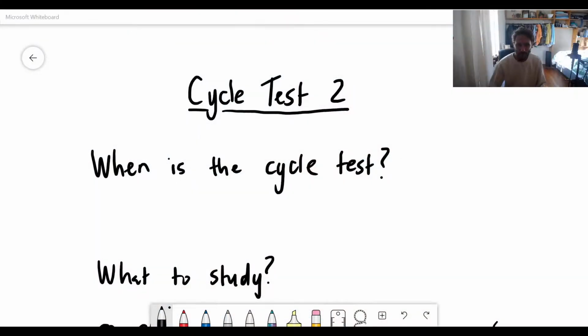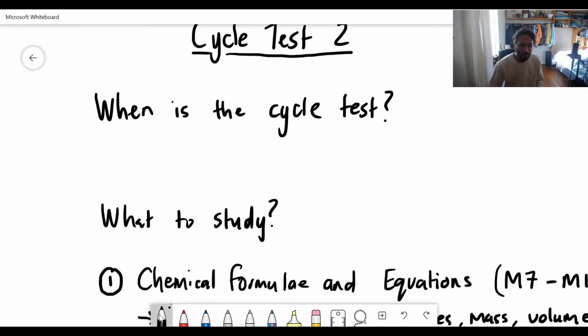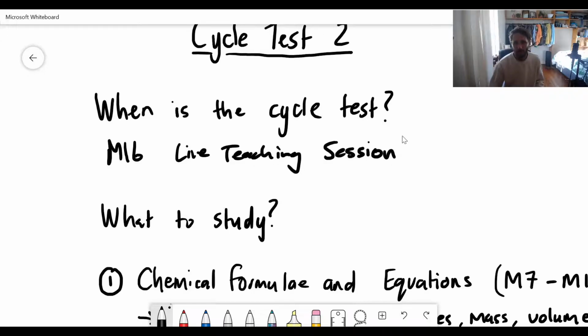So, as you can see, when is the cycle test? It's going to be written in module 16 in a live teaching session. And we've done this before, but don't forget you have around 40 minutes after I release the test.